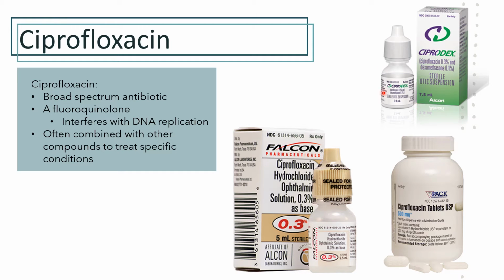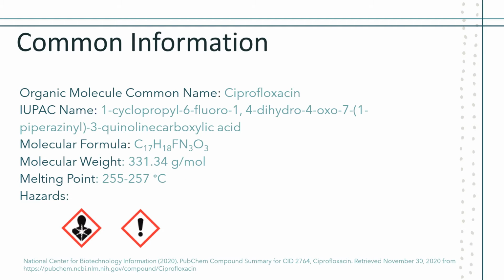It can also be used for bacteria in the ear, and it can be taken on its own. On its own, it typically treats respiratory and urinary infections. Some common information about ciprofloxacin: the IUPAC name is 1-cyclopropyl-6-fluoro-1,4-dihydro-4-oxo-7-piperazinyl-3-quinoline carboxylic acid.